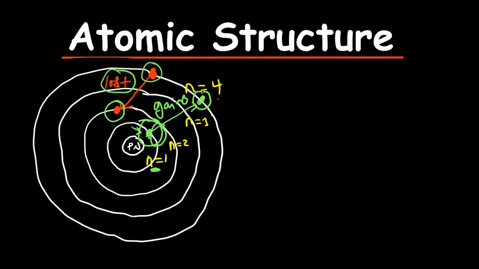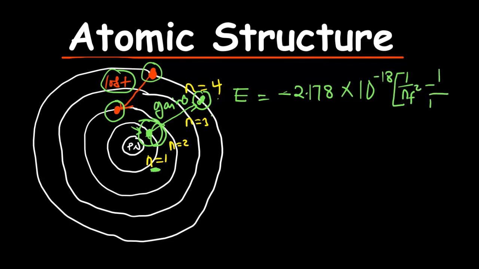So these energy transitions can be calculated. We are going to say the change in energy, from a particular energy level to another energy level, will be given by this formula. So we are going to say minus 2.178 times 10 to the power minus 18. Then in brackets we write 1 over the final energy level squared, minus 1 over the initial energy level squared, like this.